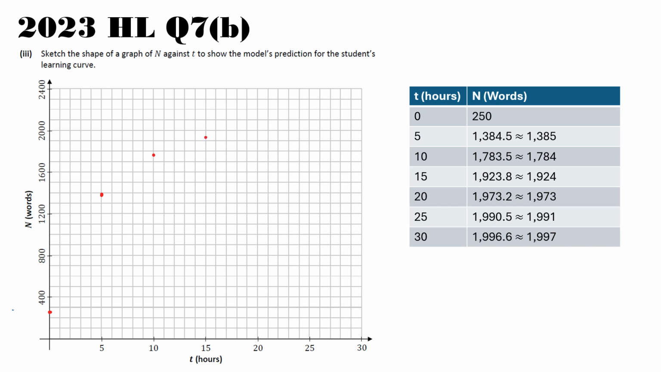This is 15 and 1924. This is 20 and 1973. And then we have 25 and 1991. And our final point is 1997 with our t equals 30. And we're going to do our sketch, which gives us a graph that looks like this.